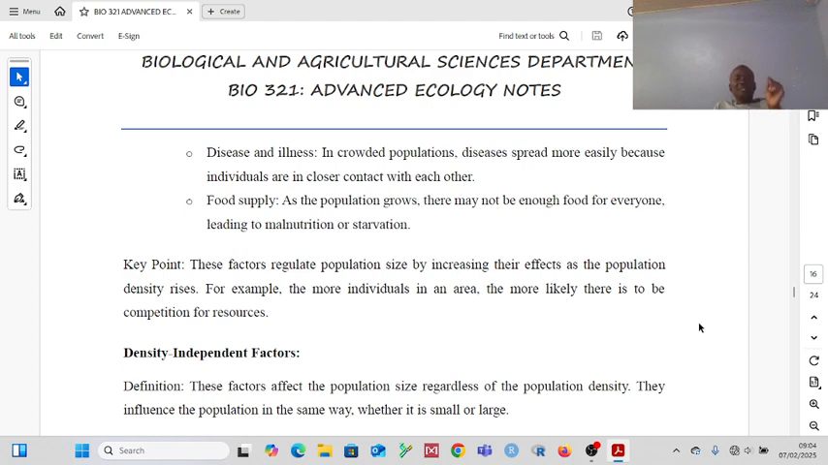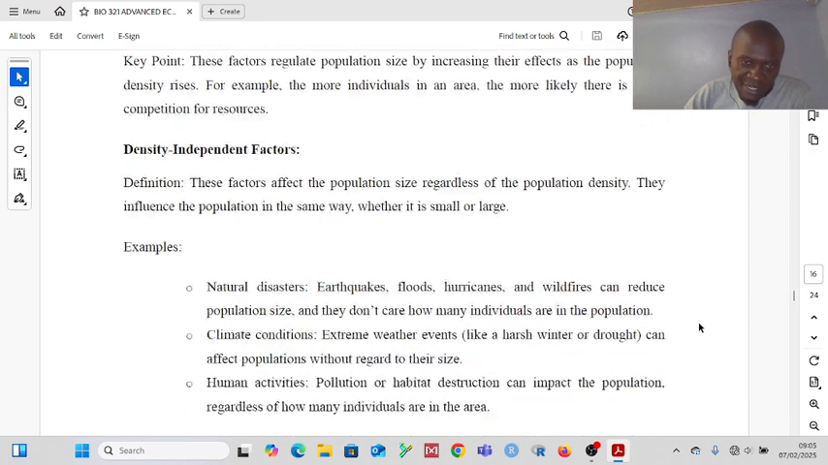So the more individuals in an area, the more likely, for example, there is to be competition for what? For resources. So the density-dependent factors will impact on the population more by increasing their effect as the population density increases. Population density increases when the population size is increasing. Okay? Let's now look at the density independent factors.